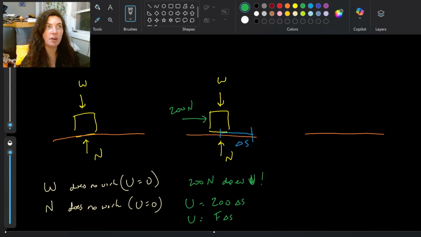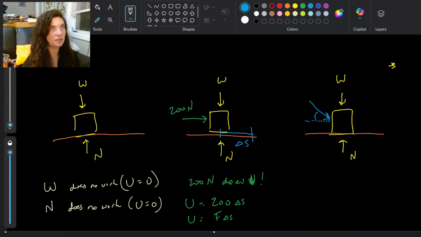But what if it's not perfectly horizontal? What if that 200 Newton force is making some kind of angle with the box? Here's our box sitting on a table. Again, it's still going to move to the right, but now that 200 Newton force is acting at an angle of theta, and it's still being displaced by some displacement delta S, moving however many meters or feet to the right because of that 200 Newton force.